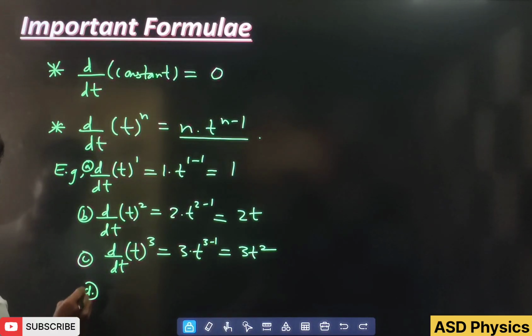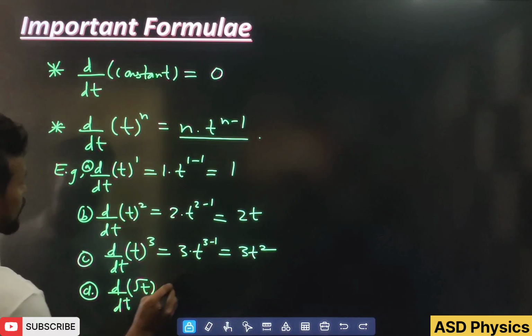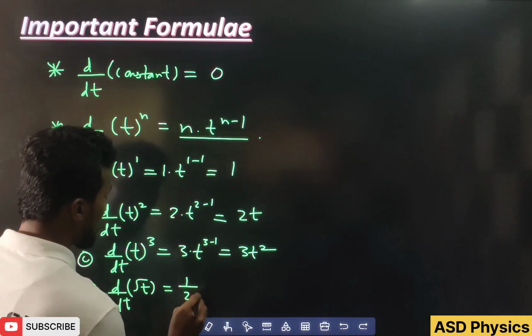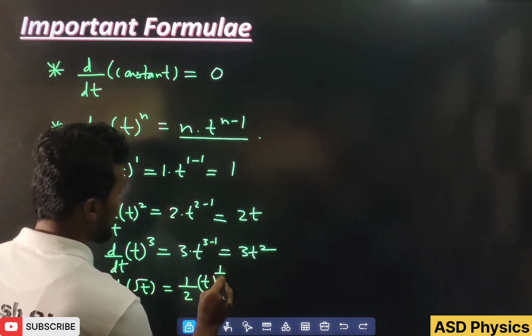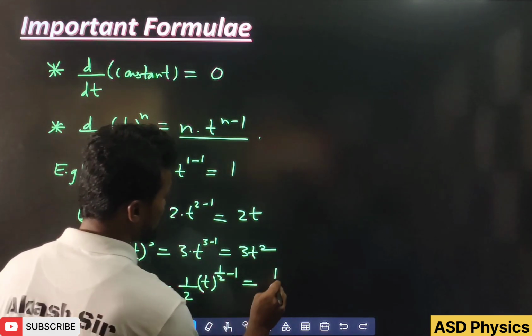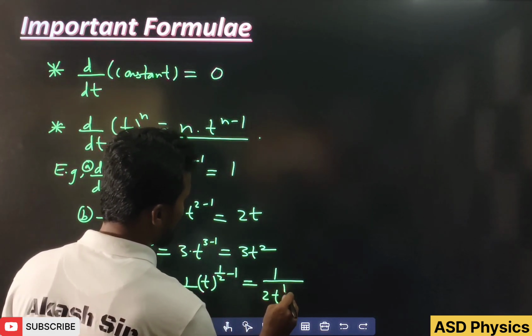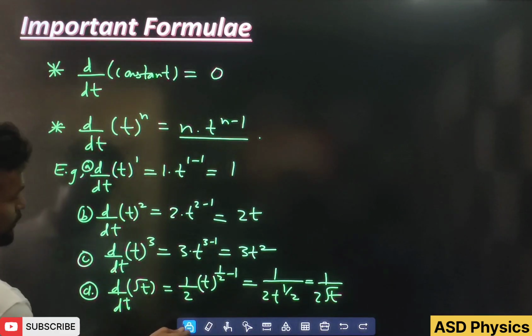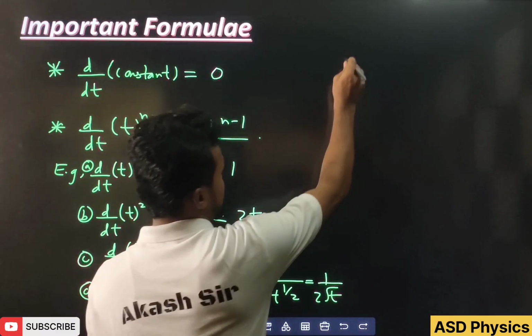And last one, if it is given d by dt of, for example, root t, okay? So root t means t power half. So we can write half into t power half minus 1, and when you simplify this, it will come 1 by 2 t power half, or we can write 1 by 2 root t. Okay, students, so all these basics are needed to solve the questions.